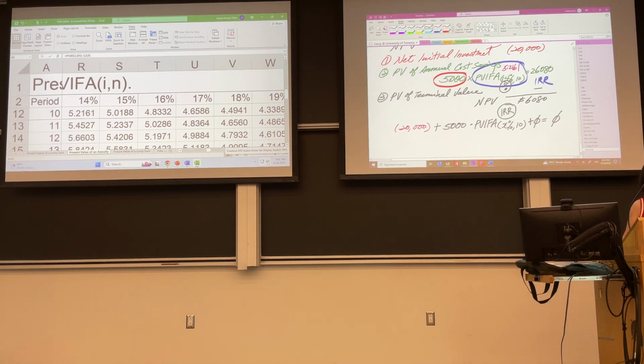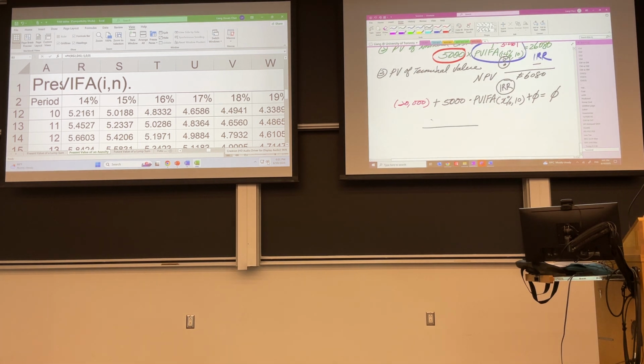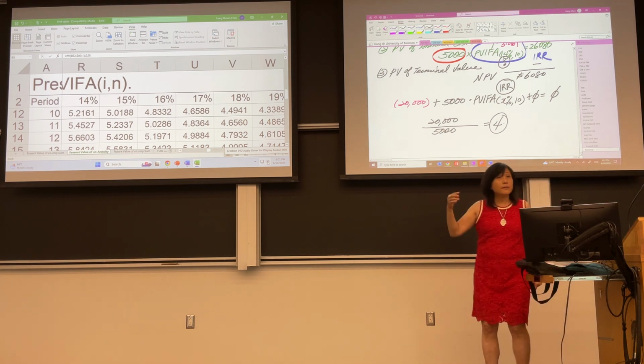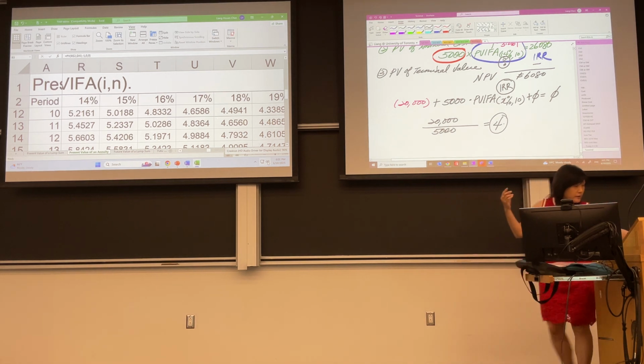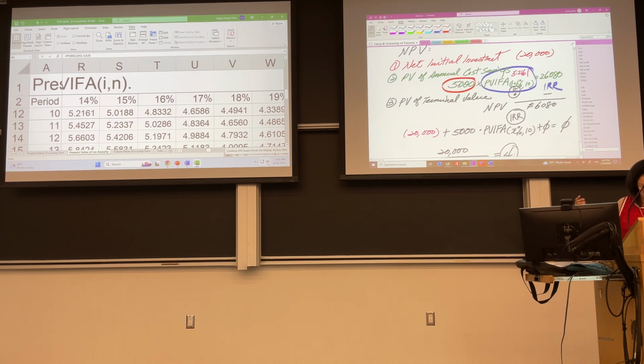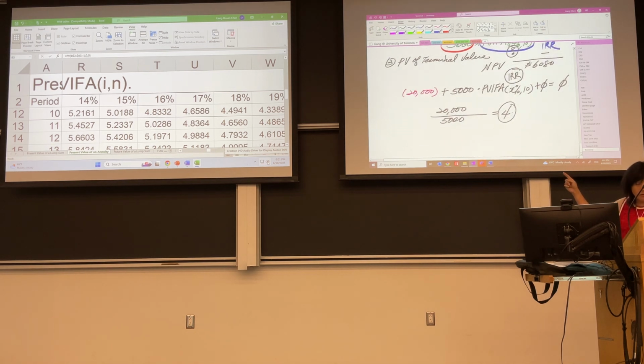Okay? So it's very easy to calculate. You take 20,000 divided by 5,000. This is a 4. It's the same calculation as the payback period, except the payback period is 4 years. This 4 is the interest factor, not 4 years. It's whatever the factor is, like 5.2161, this is a 4. Without terminal value, it's very easy to calculate.